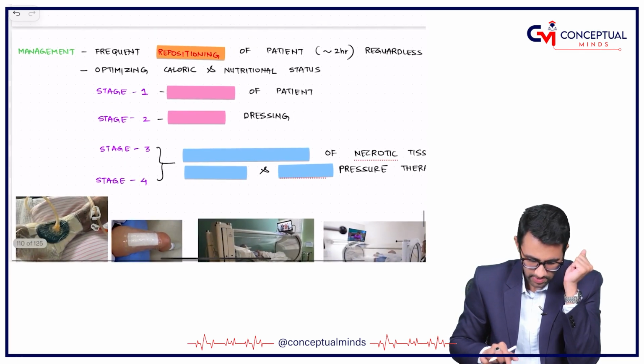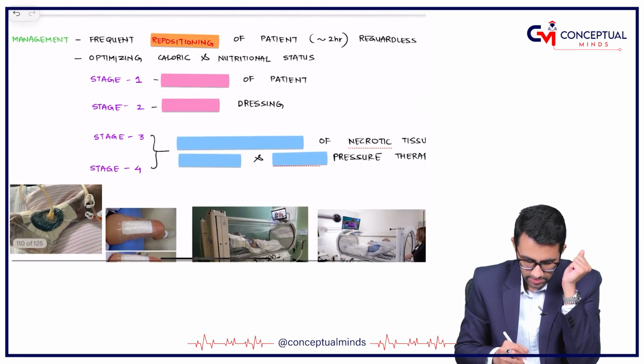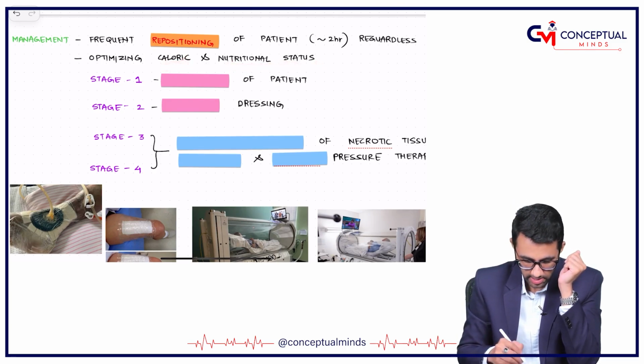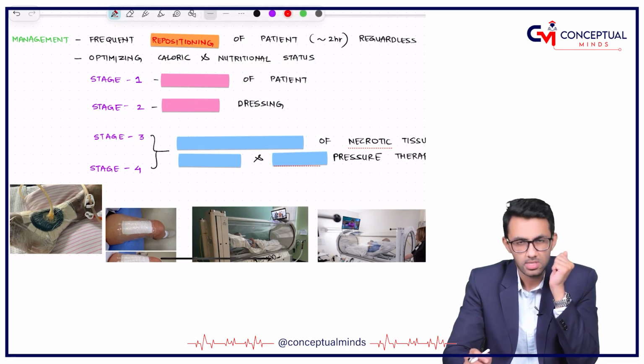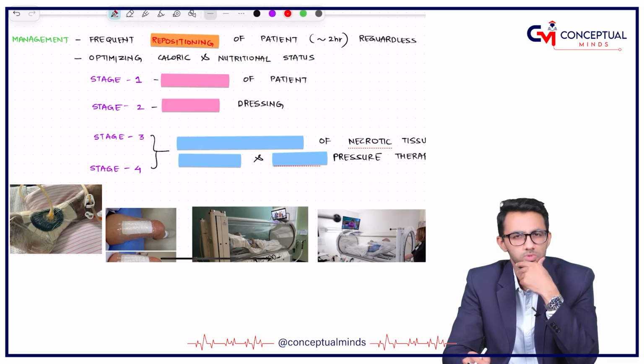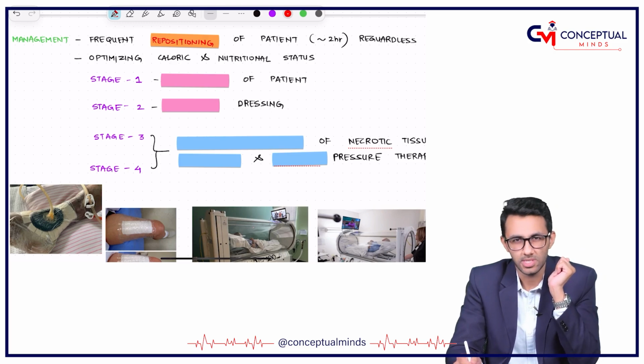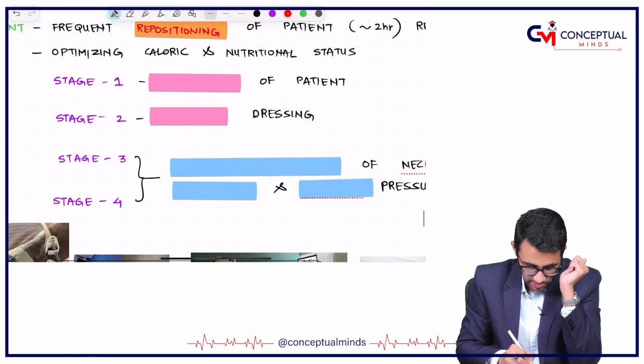Yes, we would optimize the caloric intake and the nutritional status of the patient. Definitely we'll have to take care about that. How about the treatment options? Yes, so what would you do to the stage 1 patient? So we would just advise the patient for repositioning, right? Okay, repositioning.